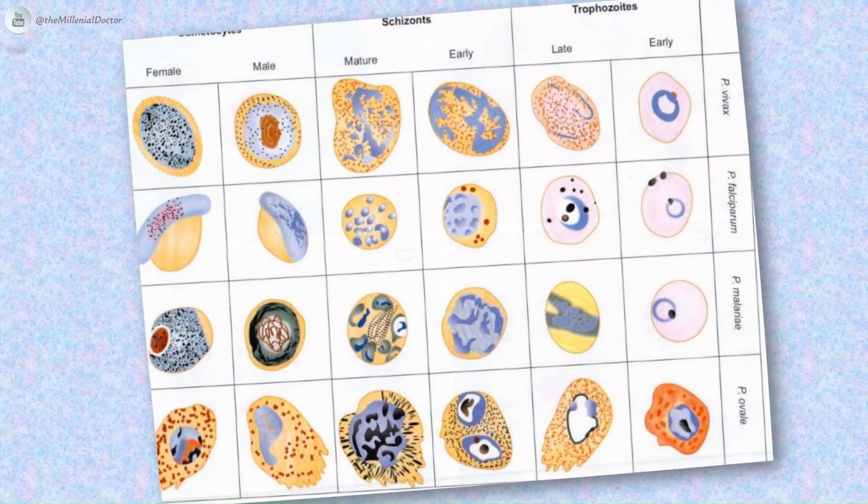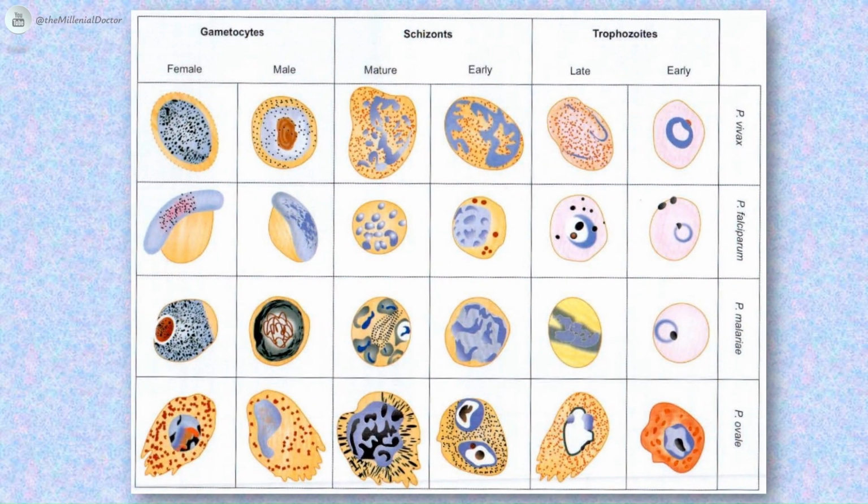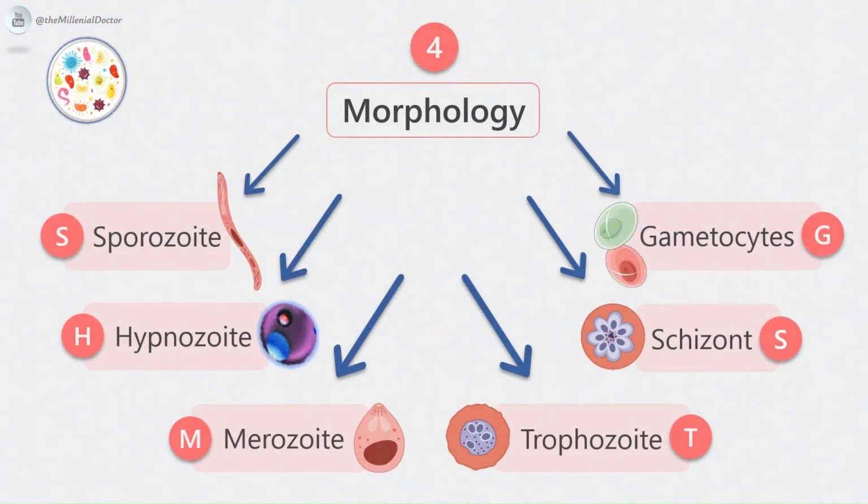These are the malaria parasites under Giemsa stain and a magnification of 2000x, showing erythrocytic stages of the 4 species of Plasmodium. We can see the Trophozoites, late and early stages, then Schizonts, mature and early, and Gametocytes, male and female. This is about the morphology of Plasmodium species.